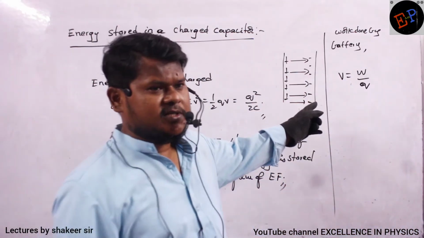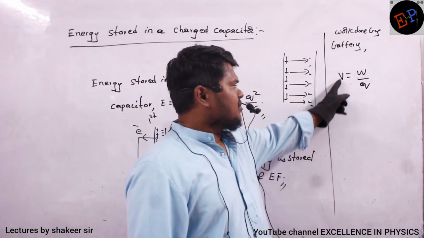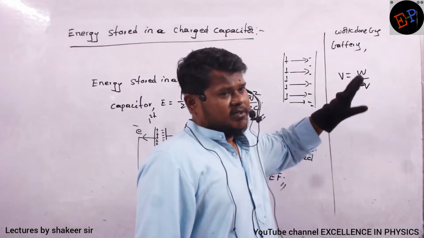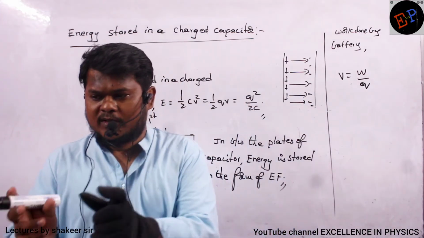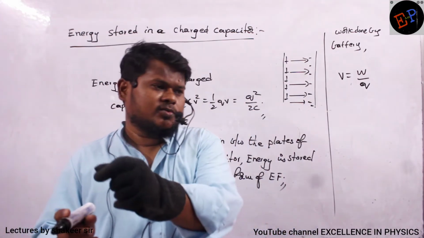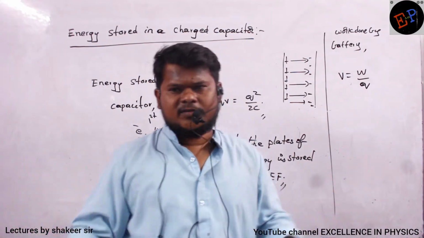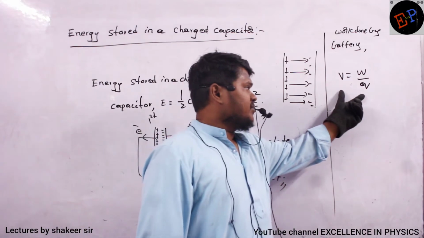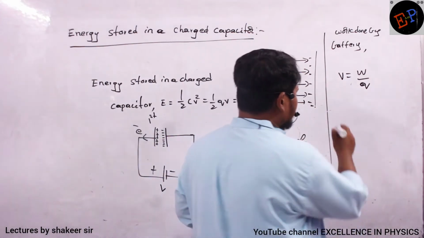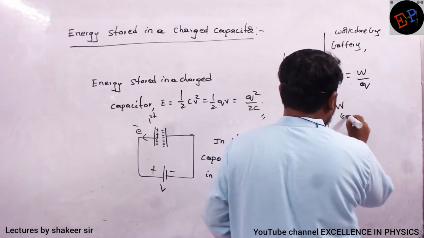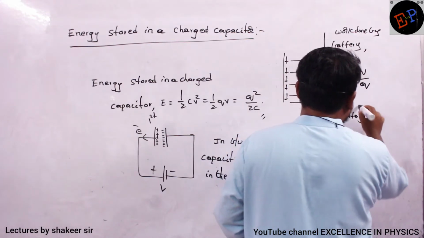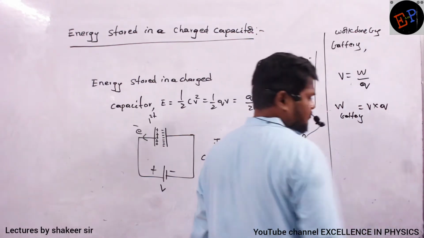What is meant by potential? Potential is nothing but work done per unit charge. This is called potential, no? The amount of work we do to take an electron from infinity and place it at a certain point is called potential. So potential is nothing but work done per unit charge. Therefore, the work done by the battery is how much? Work done by the battery is equal to V into Q, no?